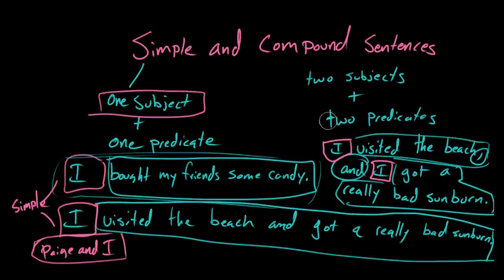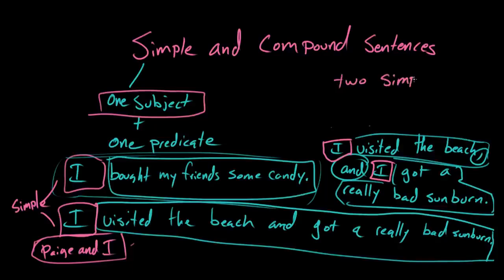So let me change what I wrote here to just say, instead of two subjects and two predicates, because I think that's confusing in light of this information, let's just say it is two simple sentences. Right. Or two independent clauses, if you know that terminology. And if you don't, never fear, we'll cover it, and you can learn anything.